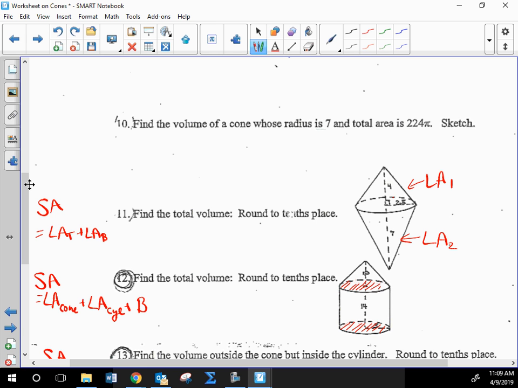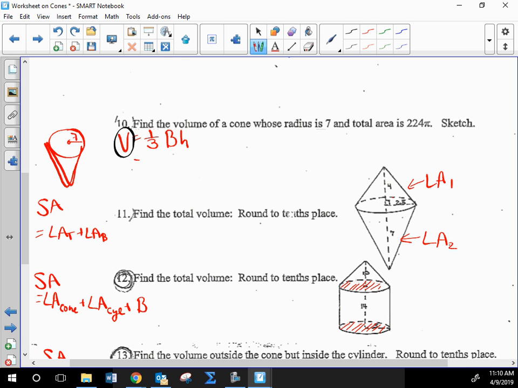Alright, so it says the volume of the cone whose radius is 7 and total area is 224 pi. So what is our volume formula for a cone? 1/3 the area of our base times our height. We're supposed to find the volume, so this is what we're trying to find. Can I find my area of base? Yes, because it's just pi r squared. We have our radius given to us. What is our radius? 7.